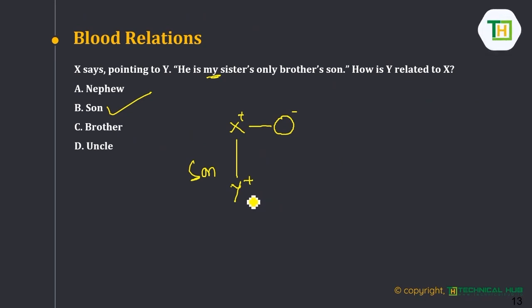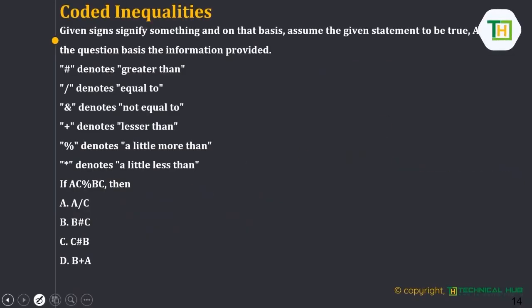Yes. This is the inequality problem. Here hashtag denotes greater than, equals sign denotes equal to, and is denotes not equal, plus denotes less than, percentage denotes little more than, and star denotes little less than. Okay, so if AC percentage BC, here simple.